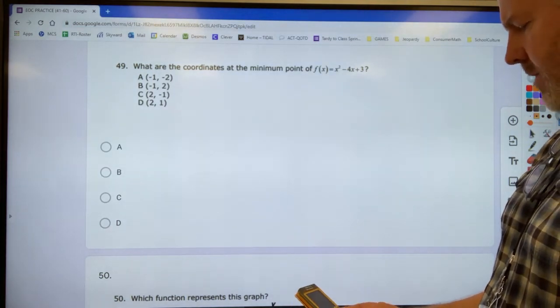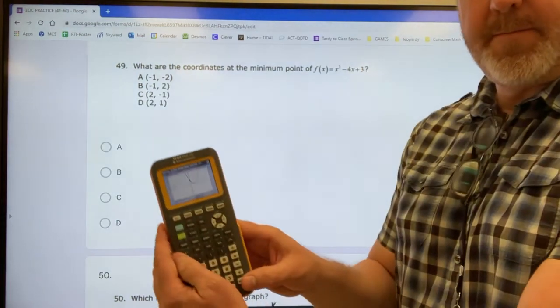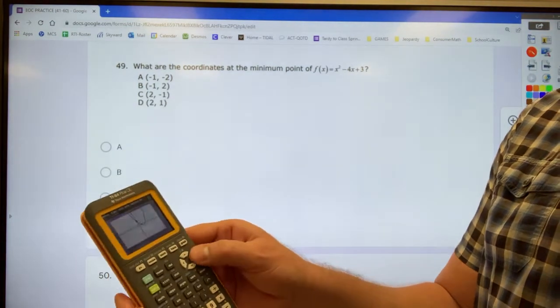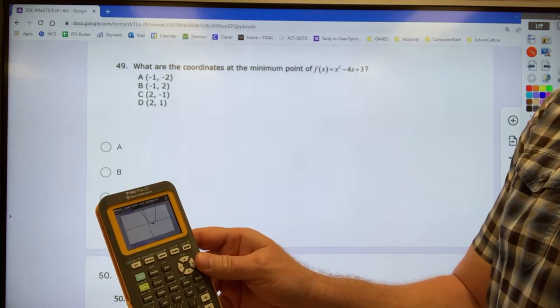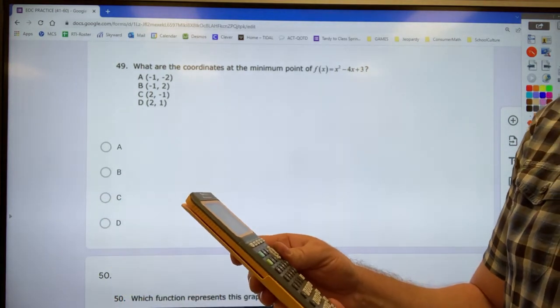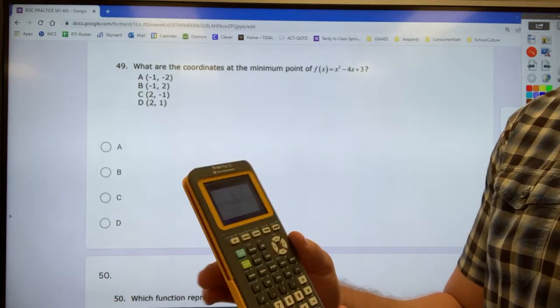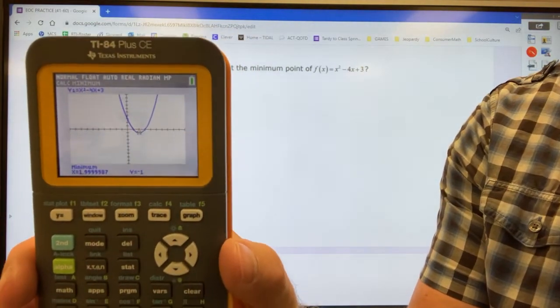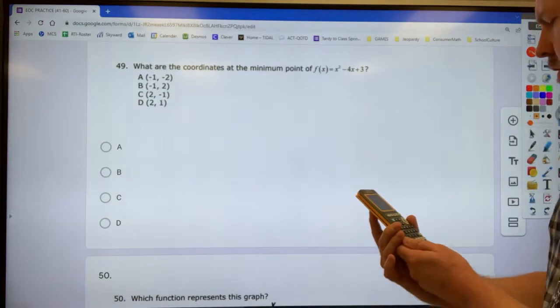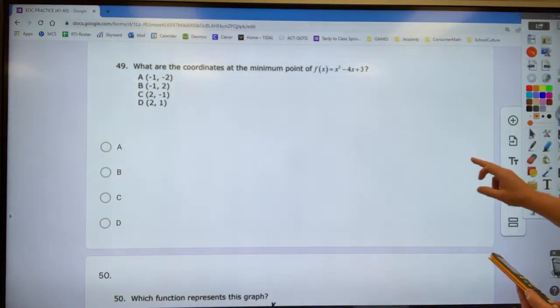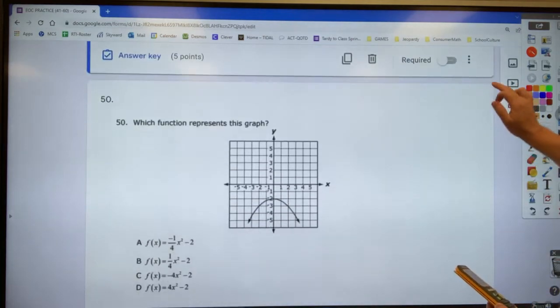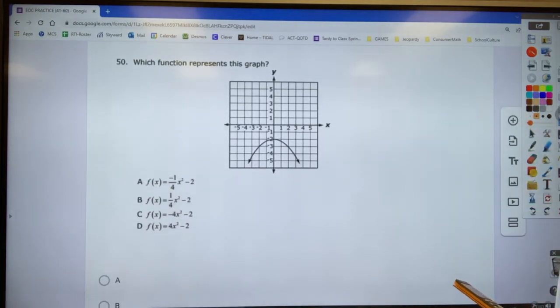we're going to ask it for the minimum. Go to the left of the minimum, hit enter, go to the right of the minimum, anywhere to the right, hit enter, and it's going to look for one between those boundaries. And it says 1.99999. I don't know why it does that sometimes, but the answer is 2, -1. So we're going to go with C on that one. Okay? And last one. Which one represents the graph?